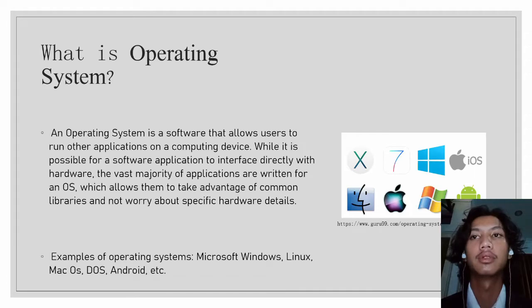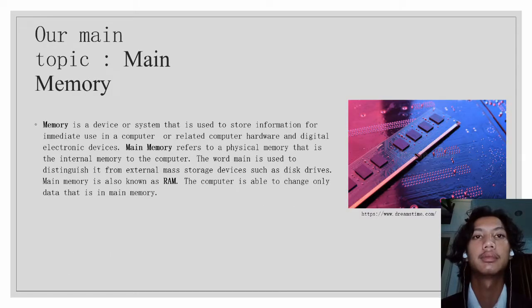Examples of operating systems are Microsoft Windows, Linux, macOS, DOS, Android, etc. The second page is our main topic, main memory. Memory is a device or system that is used to store information for immediate use in a computer or related computer hardware and digital electronic devices.